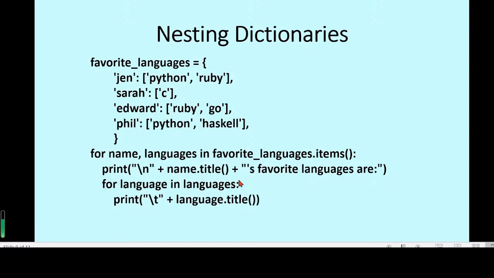Next, inside the for loop we write another for loop. Because this is a list, we can write a for loop: for language in languages. So languages is a list here. In the key value pairs, the value for this key, for example, is a list. Next, we can write a for loop for each item in this list, then print out each language.